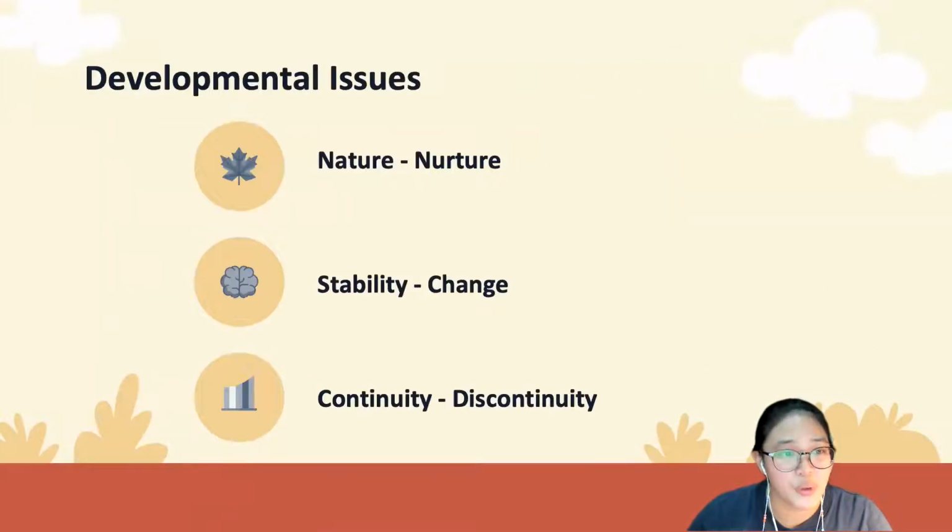To set an overview, we have these three developmental issues. The first is nature and nurture, the second is stability and change, and the third is continuity and discontinuity. So these descriptors are good anchors to have moving forward in our course, allowing you to categorize and standardize the language that you will use in talking about the theories and concepts.